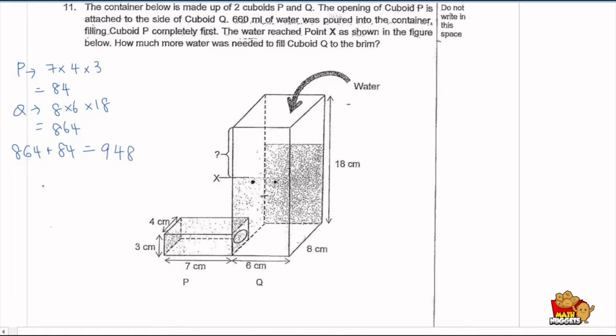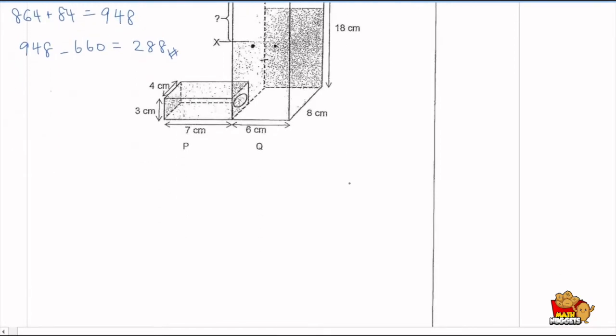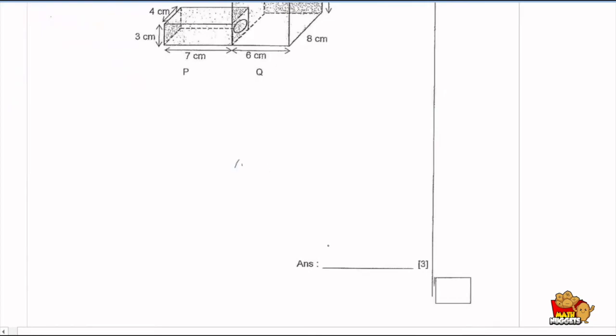How much more water was needed to fill? 660 was poured in there, so 948, we take away what was poured, and we would be able to find out the remaining, which is 288. So we need 288 milliliters more to fill up.